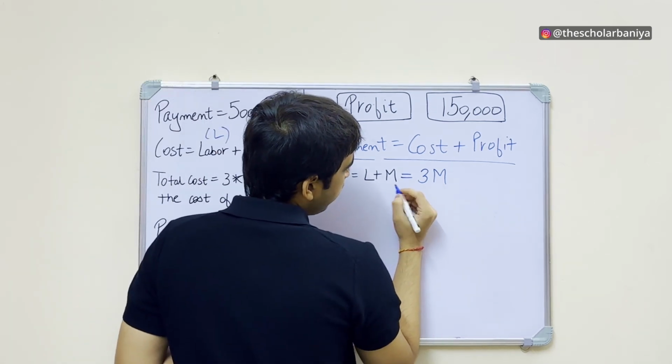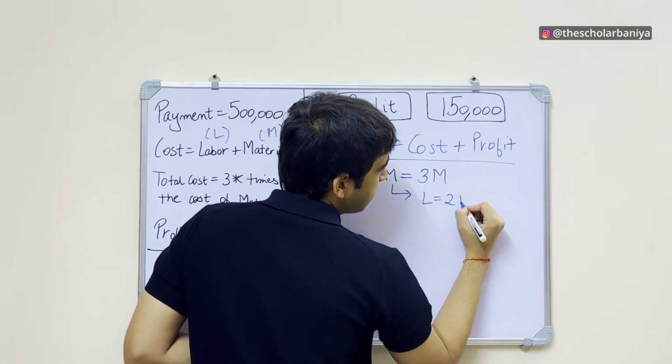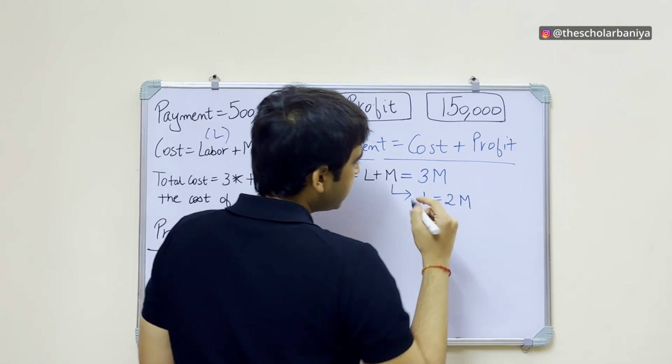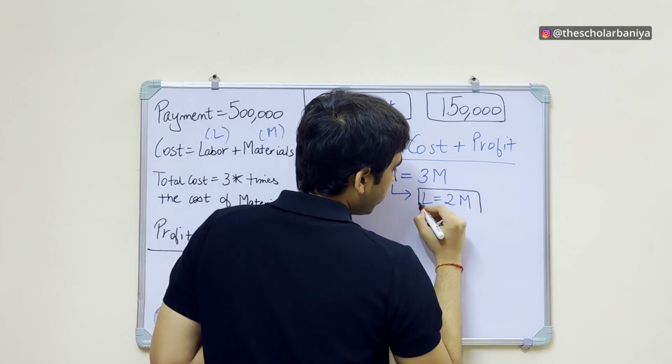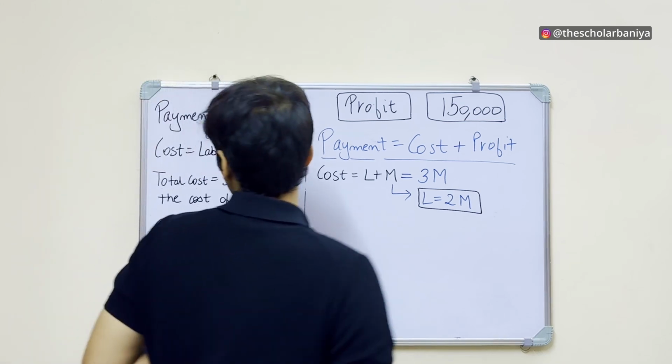So we can write from here that L is equal to 2m. So this is one thing which we can derive from here, that L is equal to 2m. I hope this should be very clear, right?